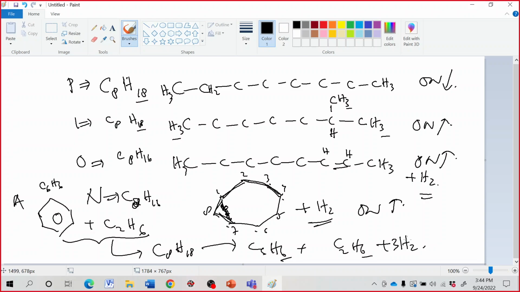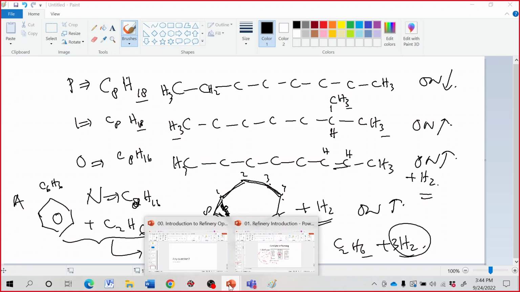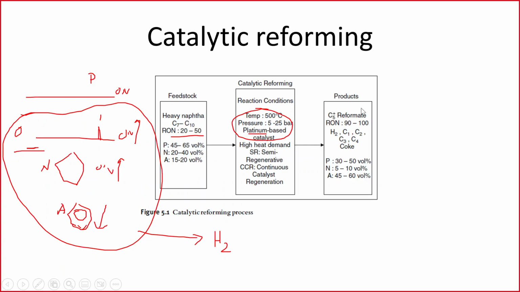So if you make aromatics, you will create a lot more hydrogen, theoretically speaking. And if you know what is coming in, you have a composition analysis into your reformer, and then you can play around with your operating conditions and make more aromatics, more isoparaffin, more olefins, and you can then calculate how much hydrogen is being produced. That's in a glance what catalytic reformer is all about.